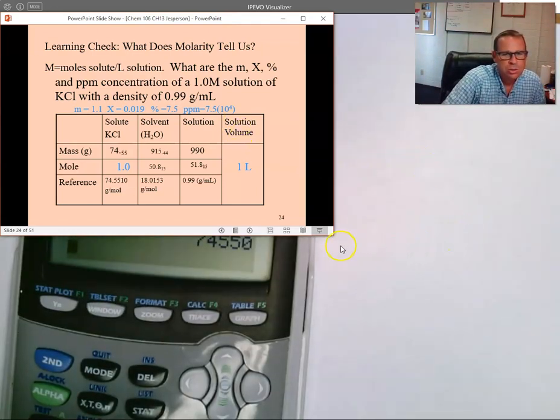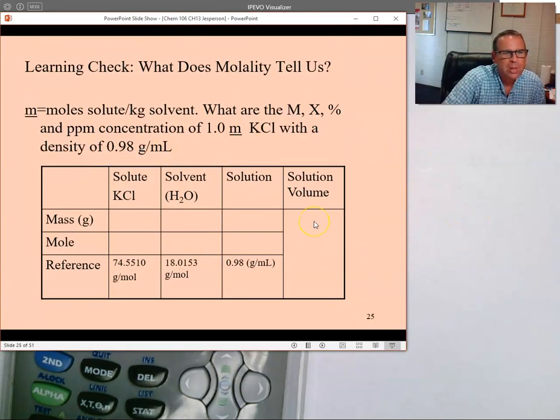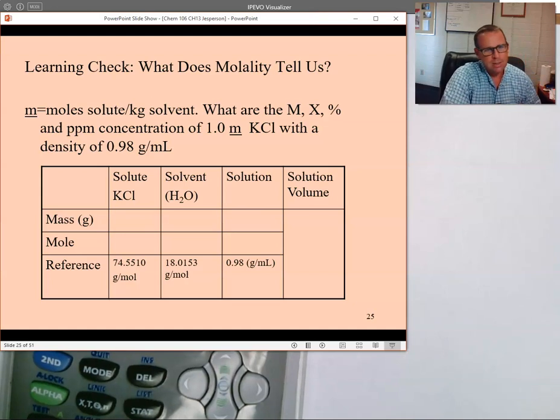Now, let's do it again. Molality is provided for us. We have a 1 molal solution of KCl, and we would like to identify the molarity, mole fraction, mass percent, and parts per million of this solution. So, let's see, Landon, if we start off with molality, which of these boxes will we know, or what information do we know right away? Any ideas, Landon?